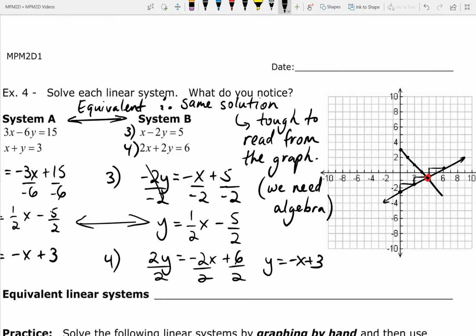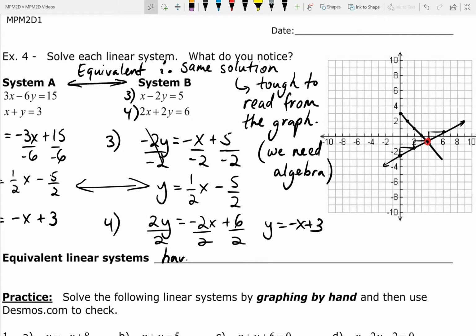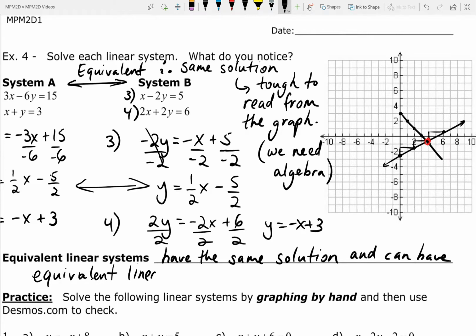Okay, so equivalent linear systems, we'll say here they have the same solution and can have equivalent linear equations for one or both equations.